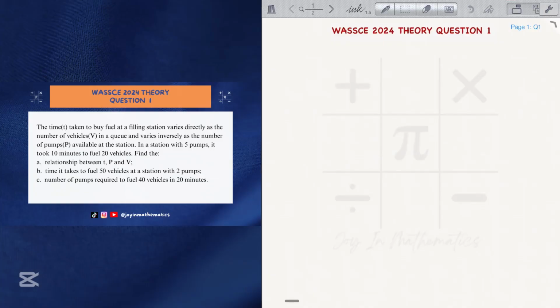Now, having solved the objective section of WAEC 2024, let's move to the theory section, and let's begin with question 1. The question says the time taken T to buy fuel at a filling station varies directly as the number of vehicles. So we are saying T varies directly to V, and the time taken T varies inversely as the number of pumps. So T is also inversely proportional to the number of pumps available at the station.